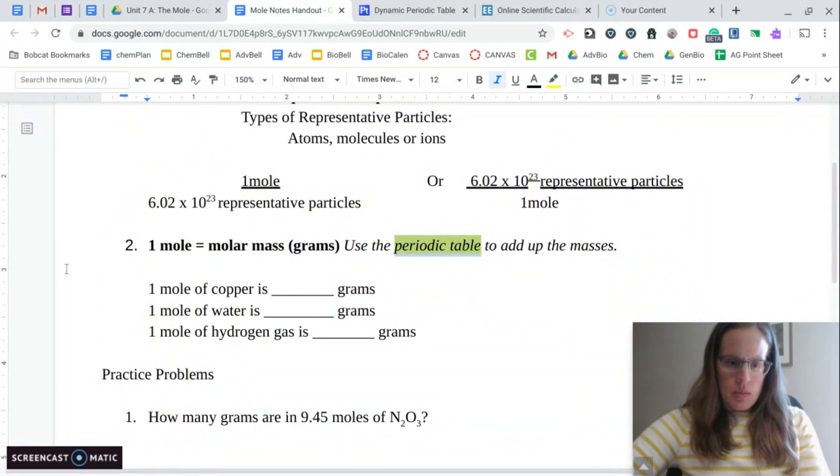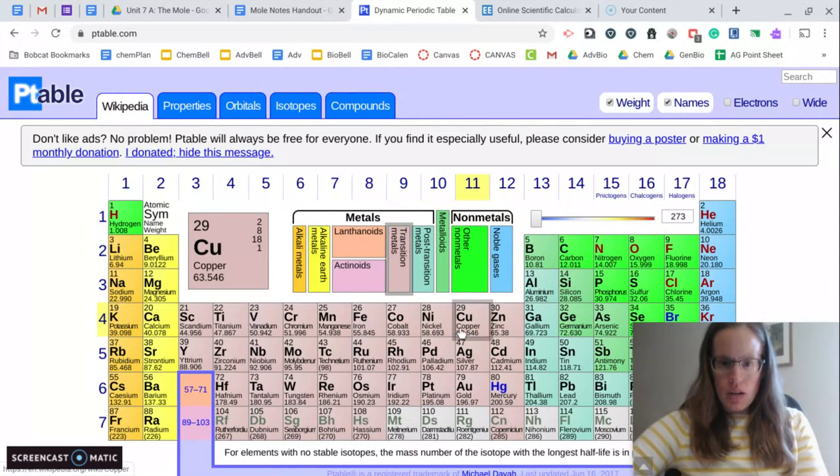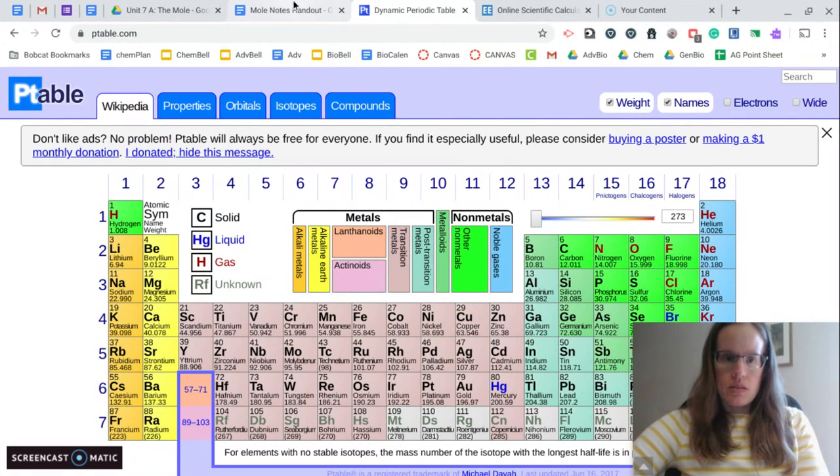The first one, I want to know what the mass of 1 mole of copper is. So all I have to do is look at the periodic table and find copper. And remember, we round it to a whole number. Copper is 63.5, so I'm going to round up to 64 grams.